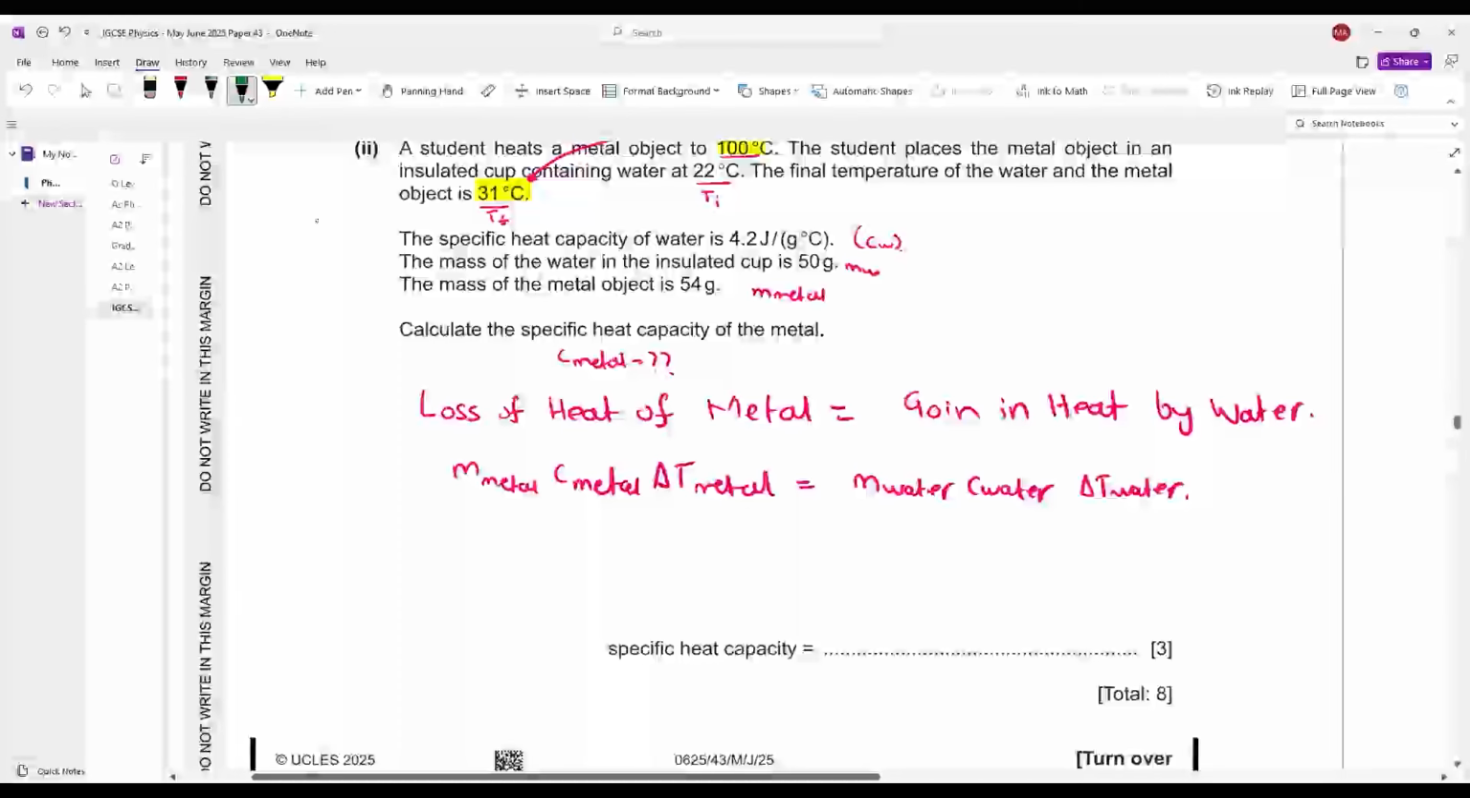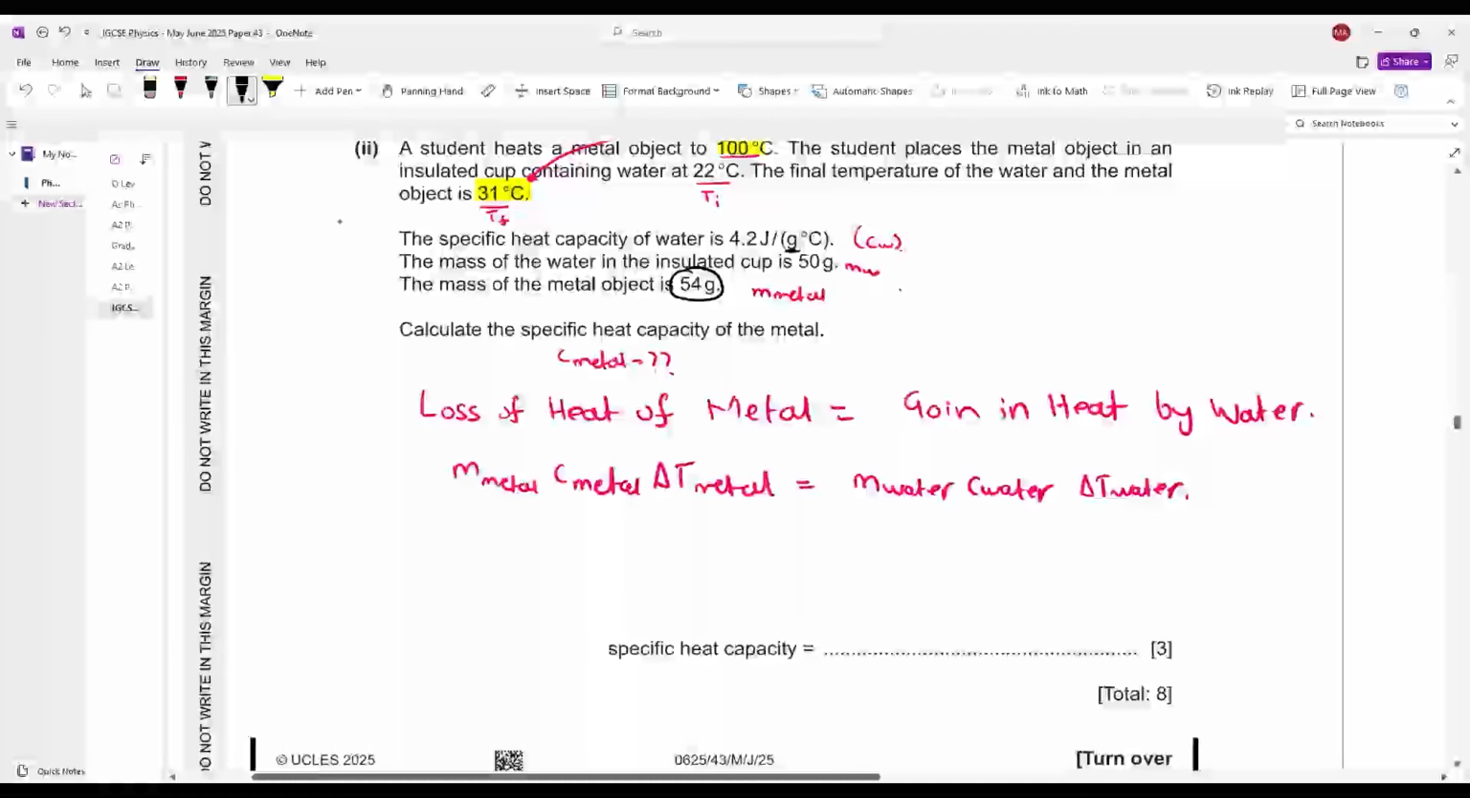Furthermore, what is the mass of metal? Mass of metal is 54 grams. Now, will you convert this gram into kilograms? No, because your specific heat capacities are given in grams.